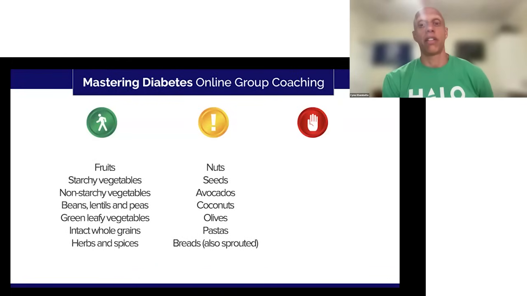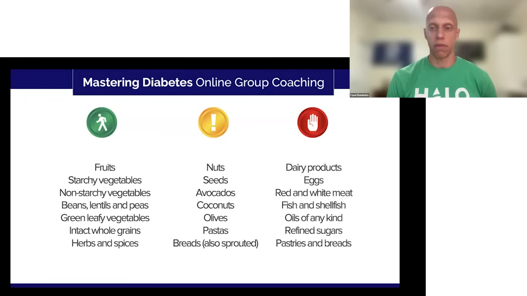The next category, yellow light foods, which can contain nuts, seeds, avocados, and coconuts. And these are plant-based foods that tend to have a little bit more fat in them. Again, you can have them, but just in small quantities. And then we put pastas and breads in this category because those foods are just a little bit more processed. Again, a little bit goes a long way.